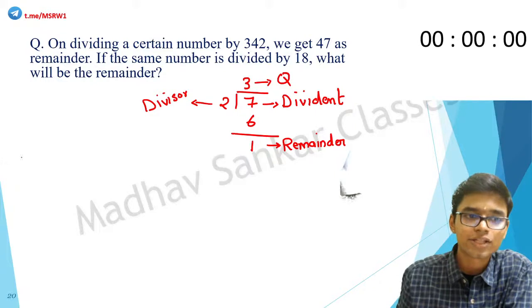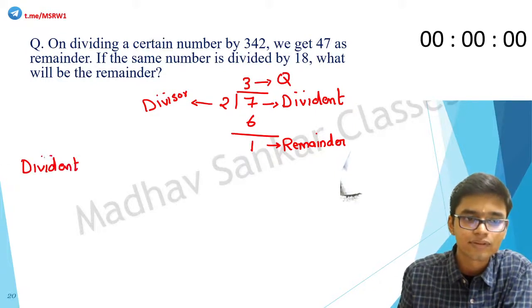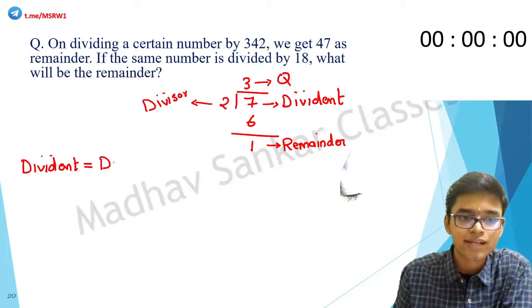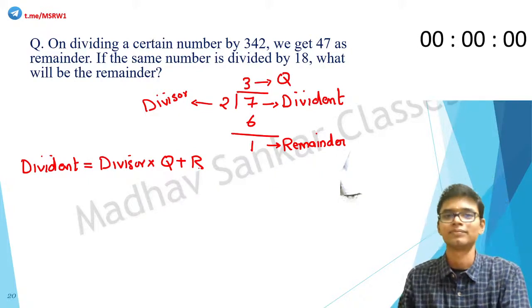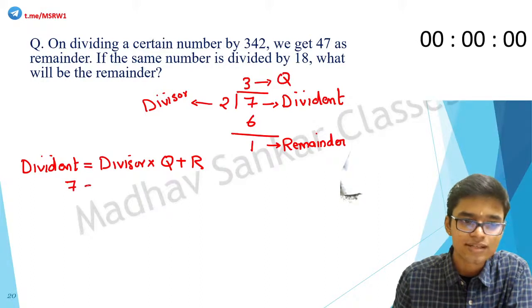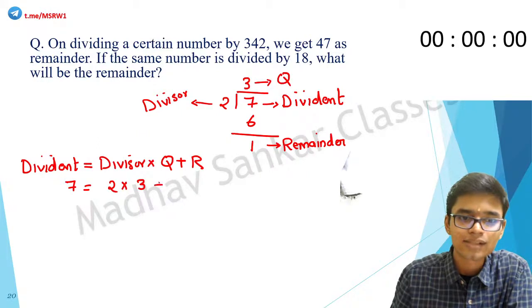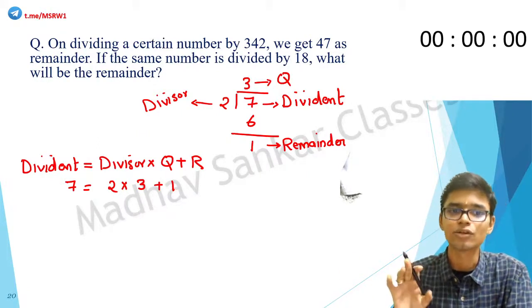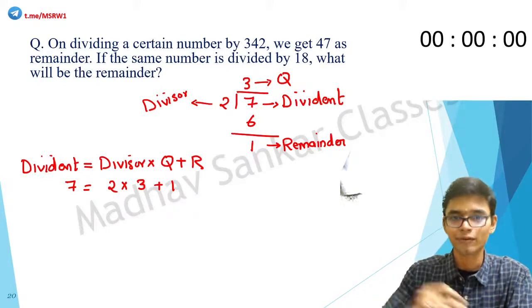Using this, we can actually say that dividend is equal to divisor into quotient plus remainder. Study this. So 7 is equal to divisor, which is 2, into quotient plus remainder. Correct, right? It fits. So dividend is equal to divisor into quotient plus remainder. You have to have this in your head.